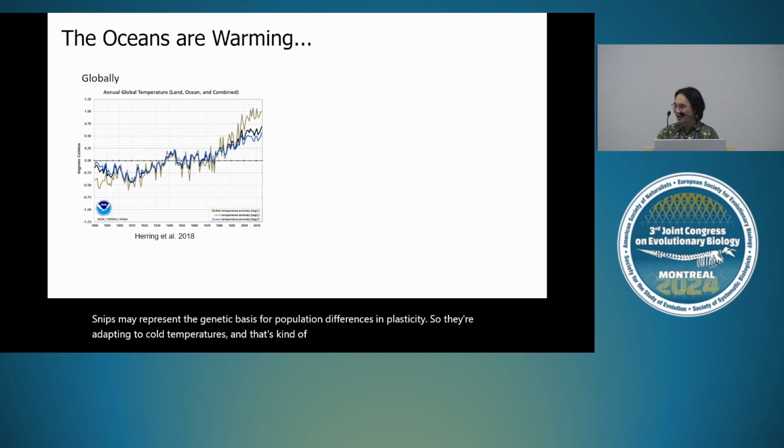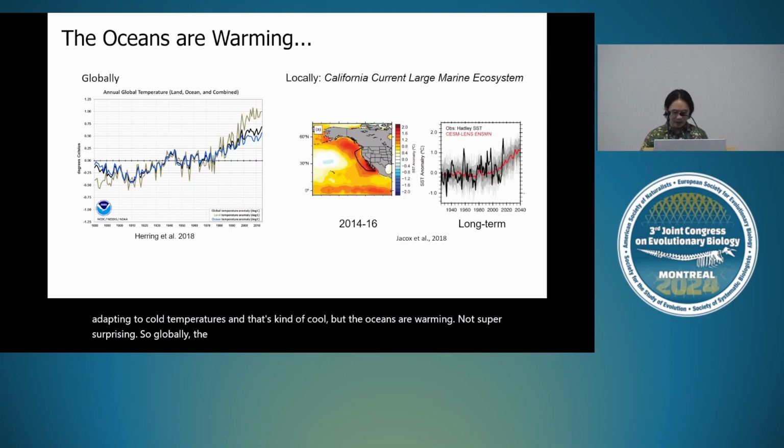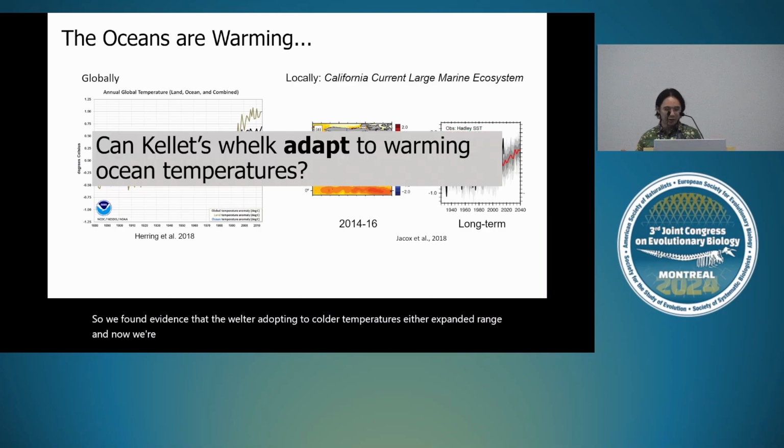But the oceans are warming, perhaps not super surprising. Globally, ocean temperatures are rising, and locally as well, both in the short term and the long term. We found evidence that the whelks are adapting to colder temperatures in the expanded range, and now we're asking: can Kellett's whelks adapt to warming ocean temperatures as well?